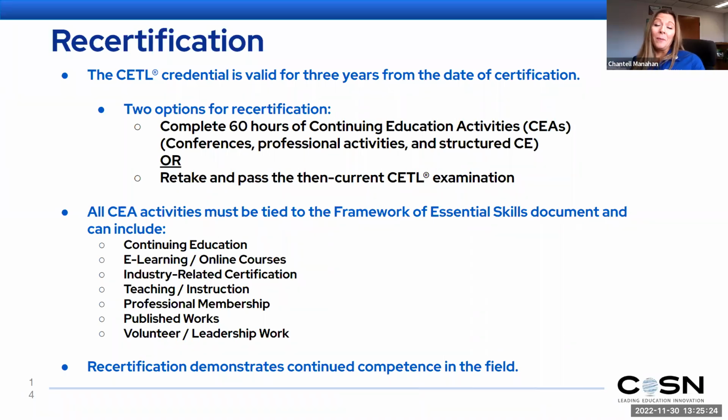Now, this is, like we said, accredited, and it's continuous learning. So it's only valid for 3 years. You are going to have to recertify. So you've got a couple of options for recertification. You can complete 60 hours of continuing education, or you can retake the exam. I would suggest doing the 60 hours and not retaking the exam, just personally, but that is an option if you are needing to recertify.